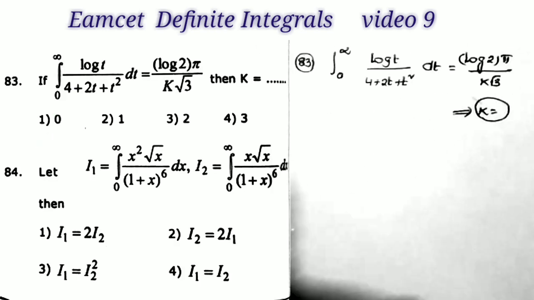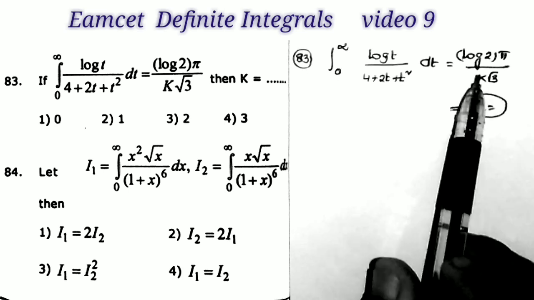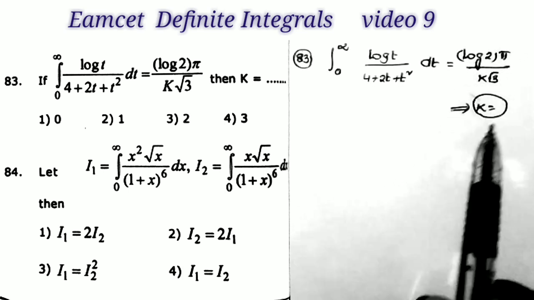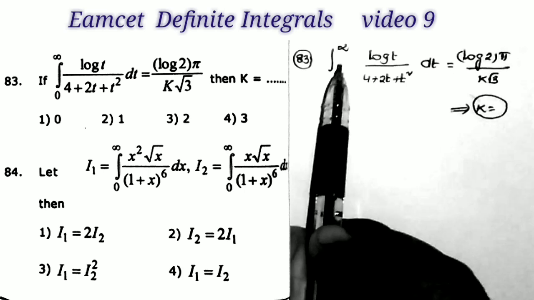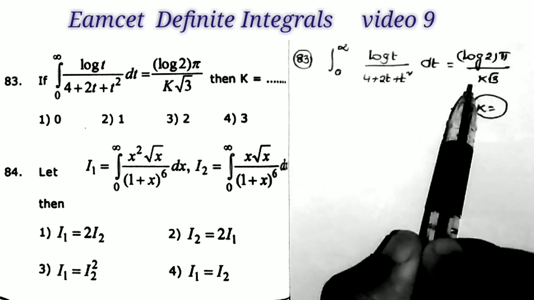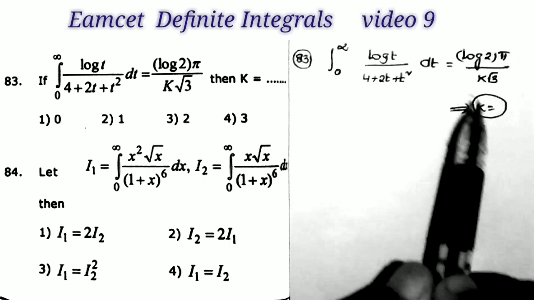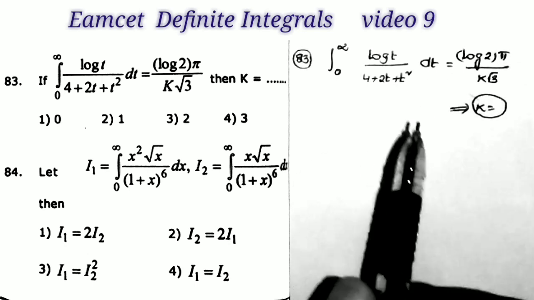That's all. Next question, sum number 83. If integral 0 to infinity log t by 4 plus 2t plus t square into dt is equal to log 2 into pi by k root 3, then what is the value of k? The answer of this question is given here, so some part is missing in the answer. We have to find that part value, that constant.